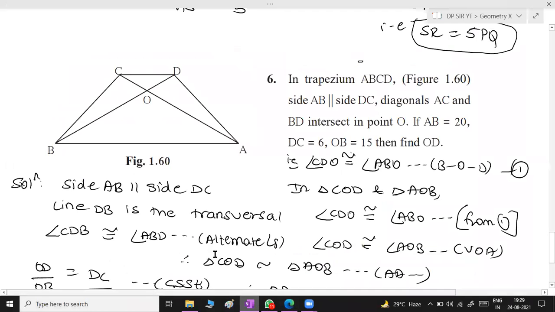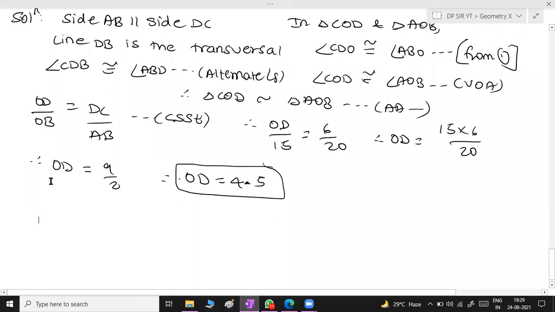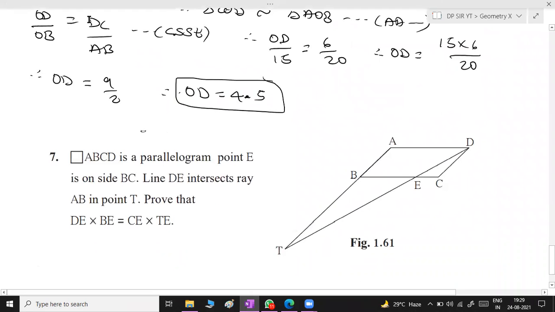Hope the entire question is there on the screen. Let's check. आ गया. So the question says that quadrilateral ABCD is a parallelogram. Point E is on side BC. Line DE intersects ray AB in point T. Prove that DE into BE is equal to CE into TE. This is to prove. Basically, let me start with the proof part directly.